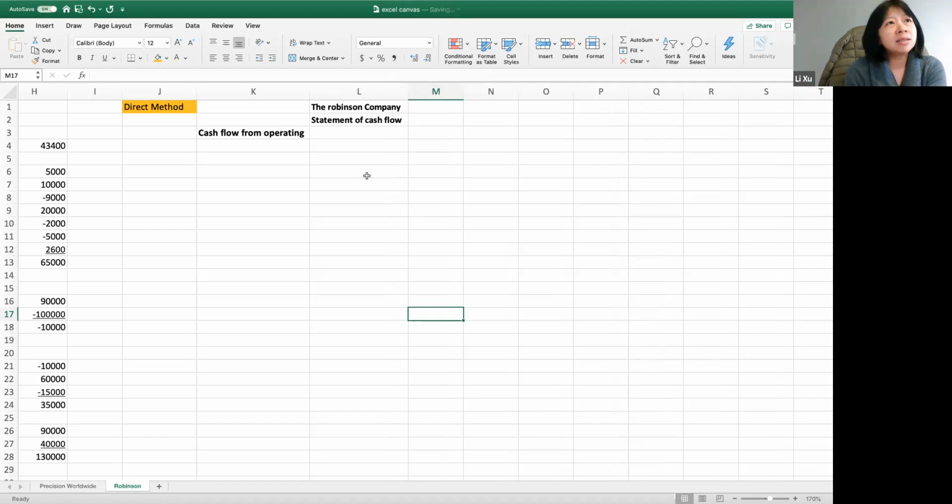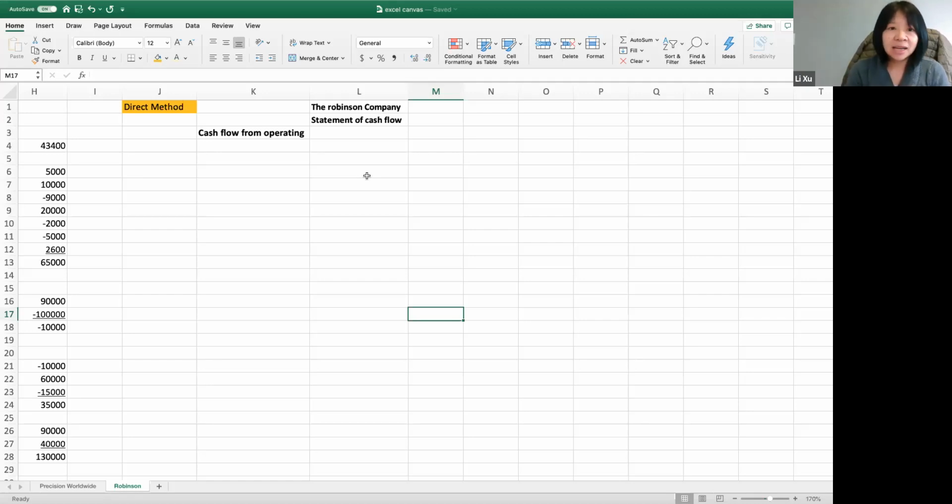So for direct method, what is your starting point? The starting point is you're gonna look at every single item on the income statement. But you should only look at the items which are not non-cash transactions. So for example, if you have depreciation, you don't need to look at that because you know that is a non-cash expense. Okay, so look at every single item on the income statement which has cash impact. Remember here, the key is every single item. You don't want to skip any. If you skip one item, then your statement of cash flow will not be balanced.